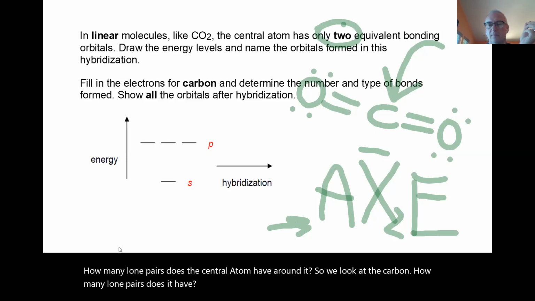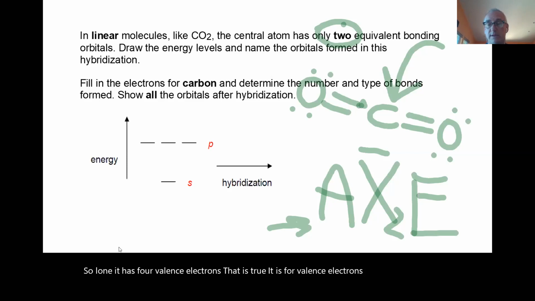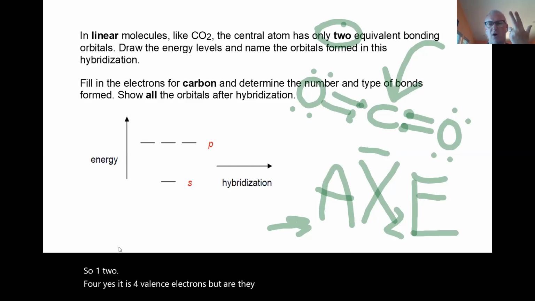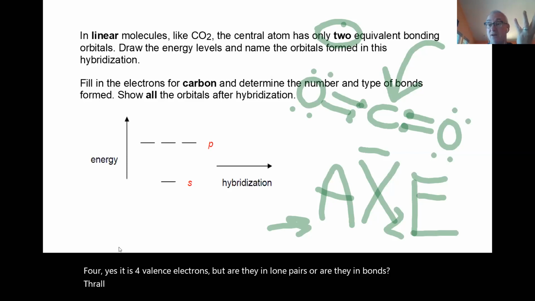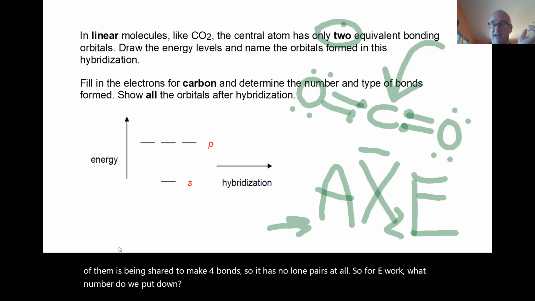It has 4 valence electrons. That is true. It has 1, 2, 3, 4. Yes, it has 4 valence electrons. But are they in lone pairs or are they in bonds? They're all in bonds, right? So it doesn't have any lone pairs. It only has 4 valence electrons, and each of them is being shared to make 4 bonds. So it has no lone pairs at all. So for E, what number do we put down? 0. Doesn't have any.